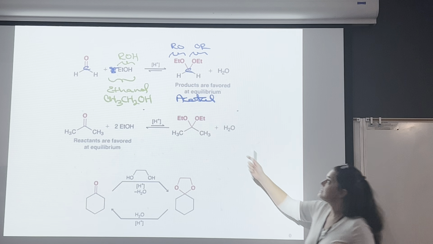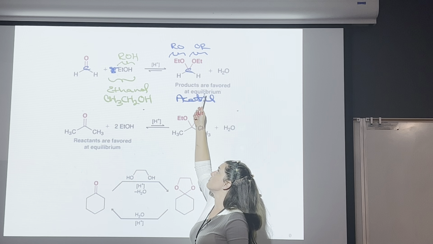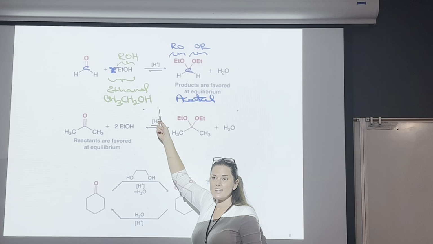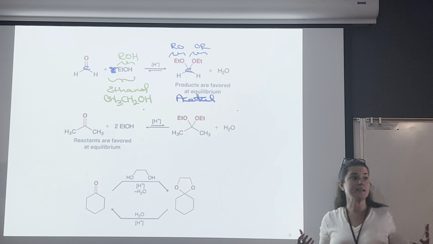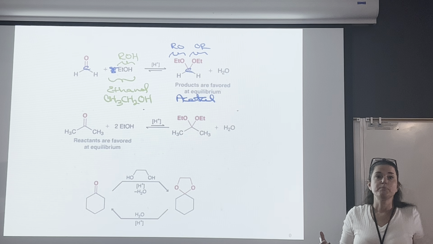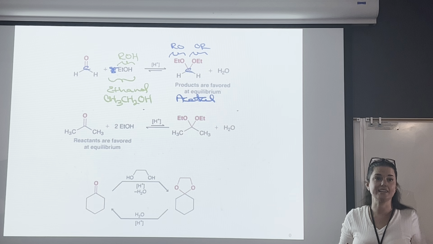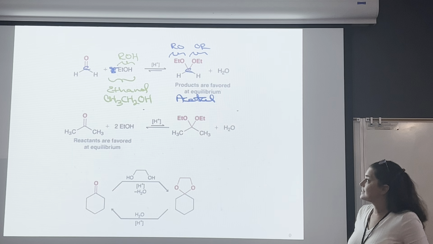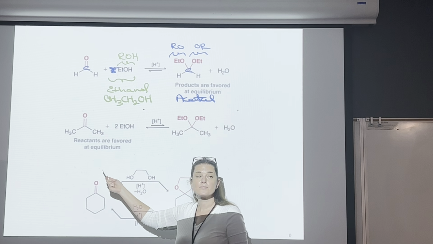And if you notice in this double arrow right here that the top one is bigger than the bottom one, you guys notice that? Okay, it's saying to you that it's product favored. Like, it'll make quite a bit of product, but just not 100% product, and it'll make more product than you have reactant left over. Whereas in the bottom one it says reactants are favored at equilibrium.